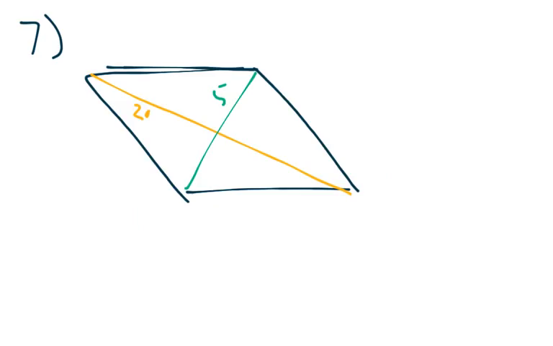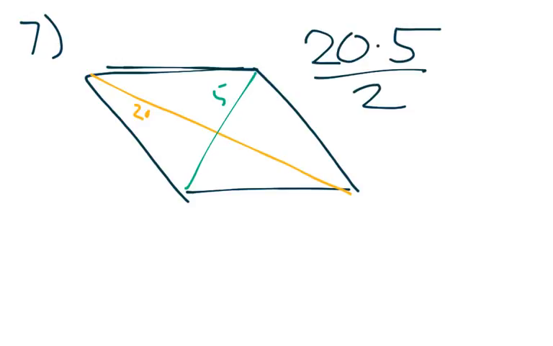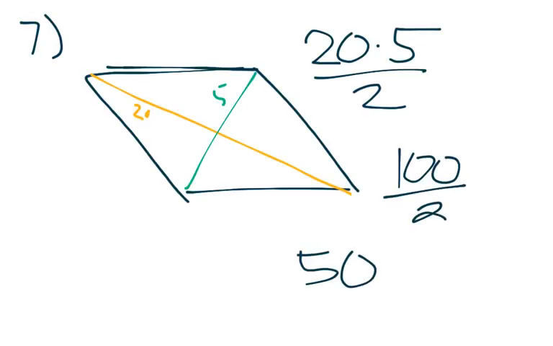Number 7, our two diagonals are 20 and 5. So why can't I write today? So 20 times 5 divided by 2. So 20 times 5 is 100, and 100 divided by 2 is 50. So the area of this rhombus is 50.